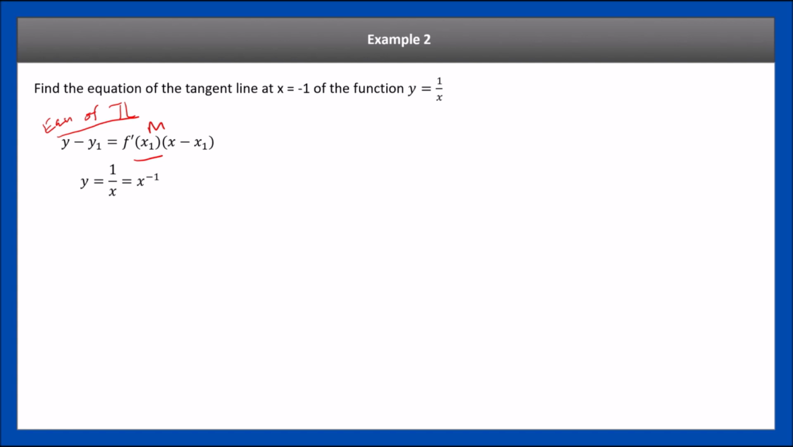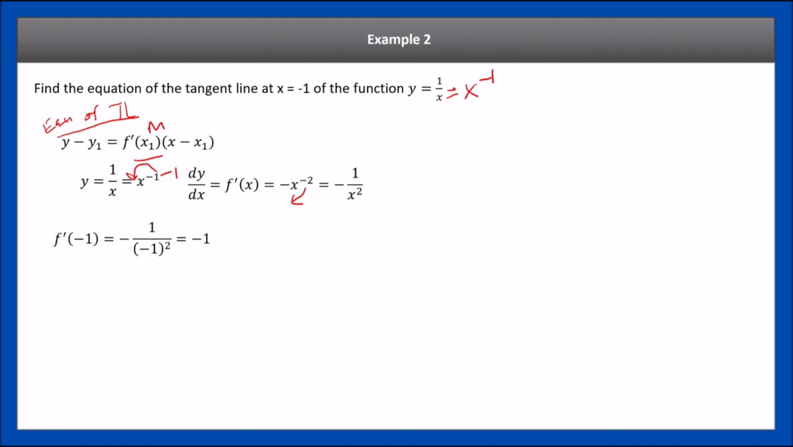Okay, so we notice that this can be rewritten as x to the negative 1. Then we can take the derivative by using the power rule. So bring down the negative 1 power, of course, and then subtract 1 from the power. That gives us negative x to the negative 2. Now this is a negative power, so I can bring this down to the bottom. Okay, so we get negative 1 over x squared.